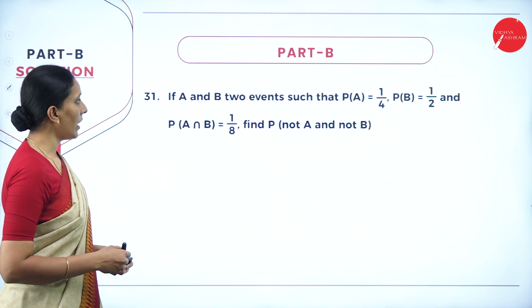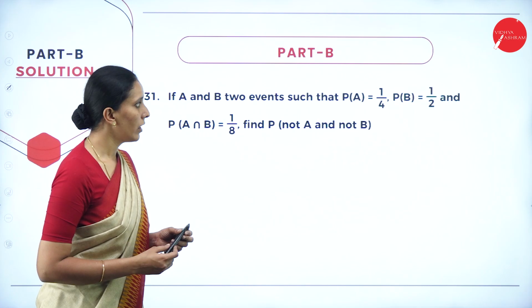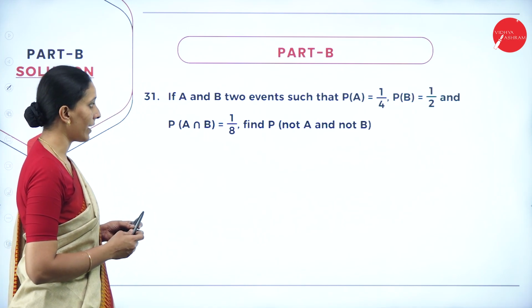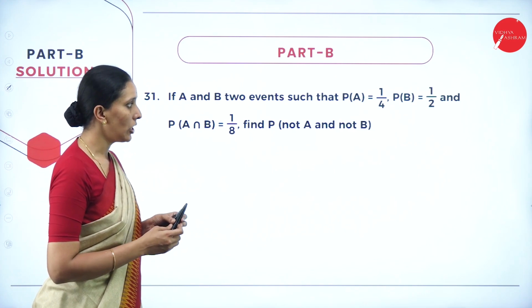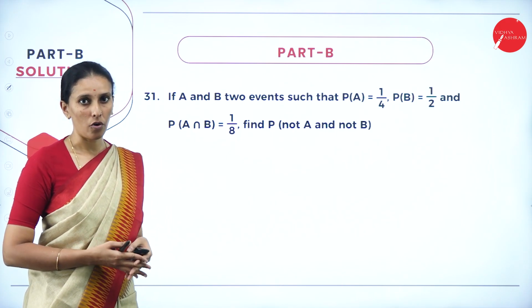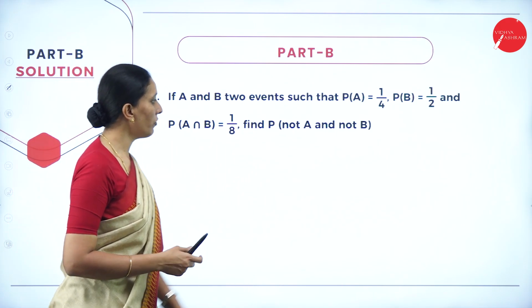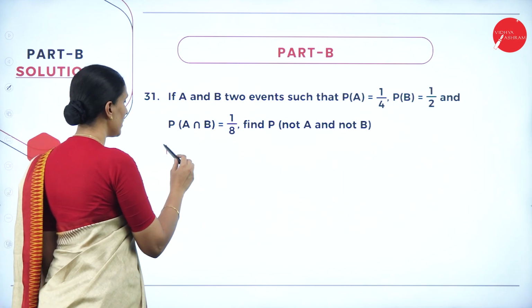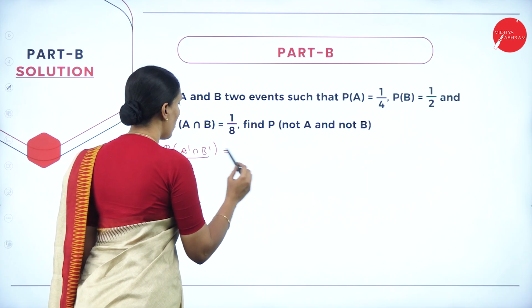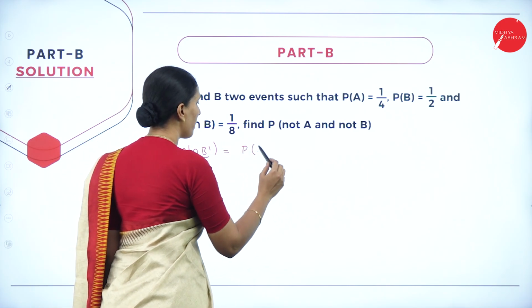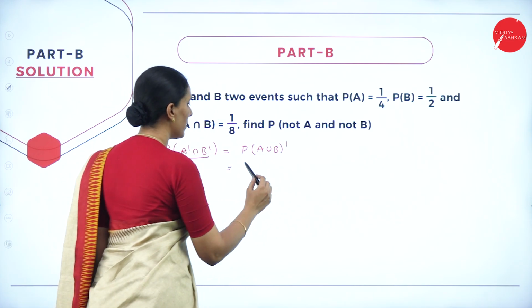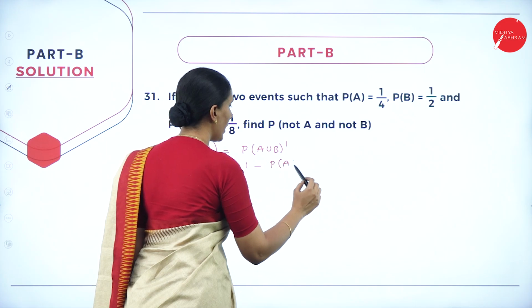Next, if A and B are two events such that P of A is 1 by 4, P of B is 1 by 2 and P of A intersection B is 1 by 8. Find P of not A and not B. So clearly they have not mentioned whether they are independent or not. So now since we have to find P of not A and not B, that is P of A dash intersection B dash. Using De Morgan's law, we can write this as P of (A union B) whole dash. And the complement of the set can be written as 1 minus probability of A union B.